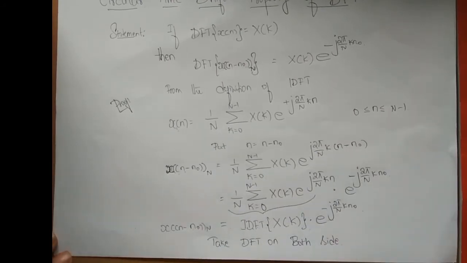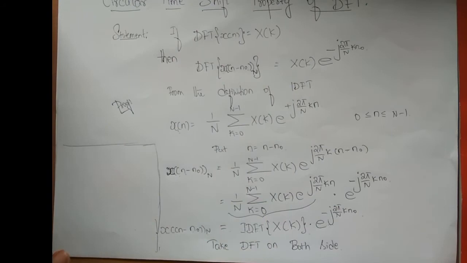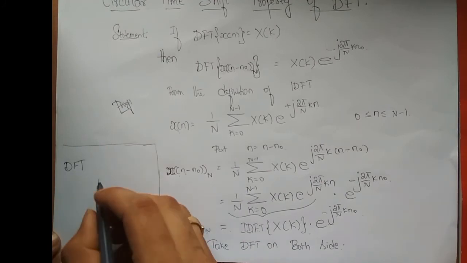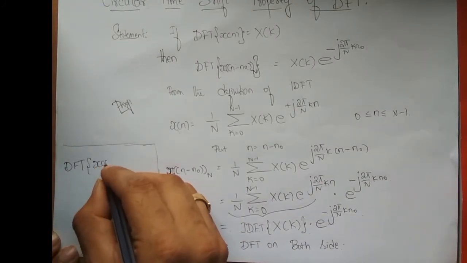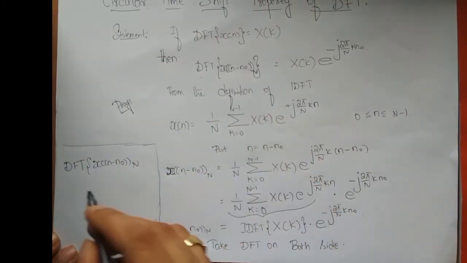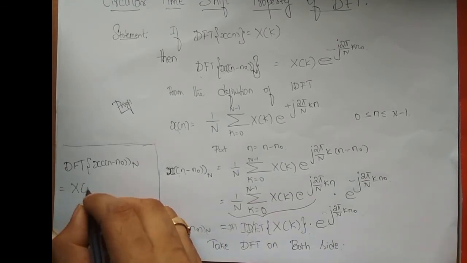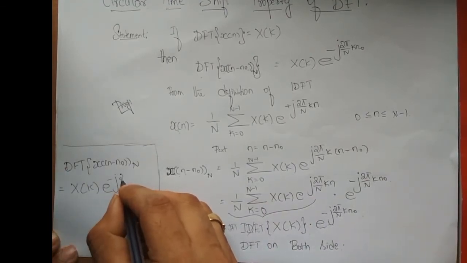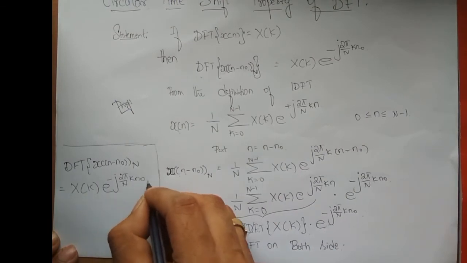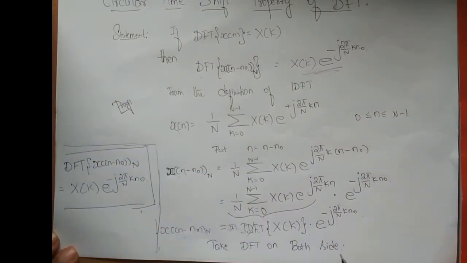So let me write the final step here. If I take DFT on both sides, the left hand side is DFT of x of n minus n naught mod N, and that is what I wanted, right? It is equal to DFT of IDFT, so these two cancel out. I end up with X of k into e power minus j 2 pi by N into k into n naught. So that is what I wanted, right? So this is the proof of the circular time shift property.